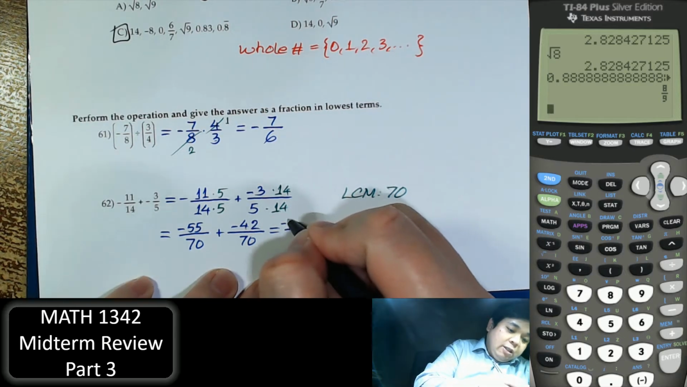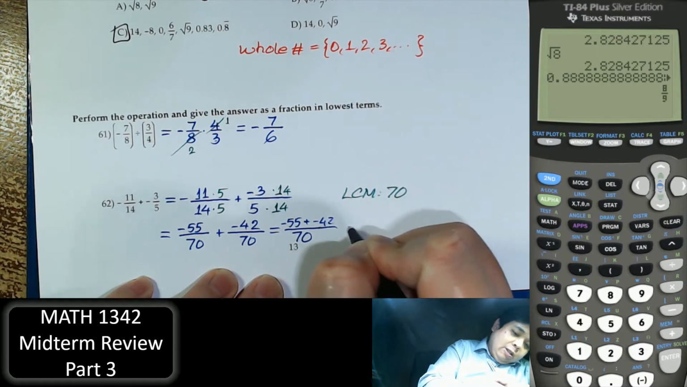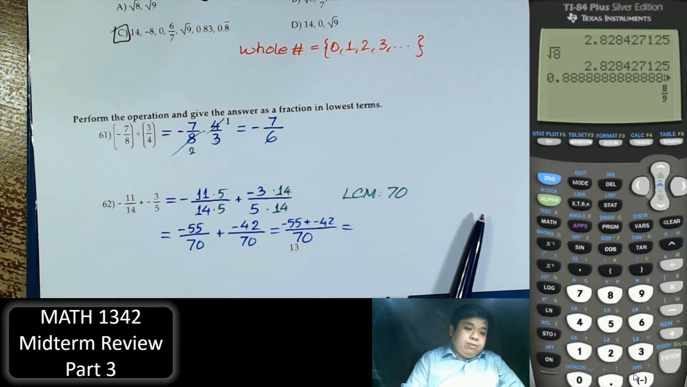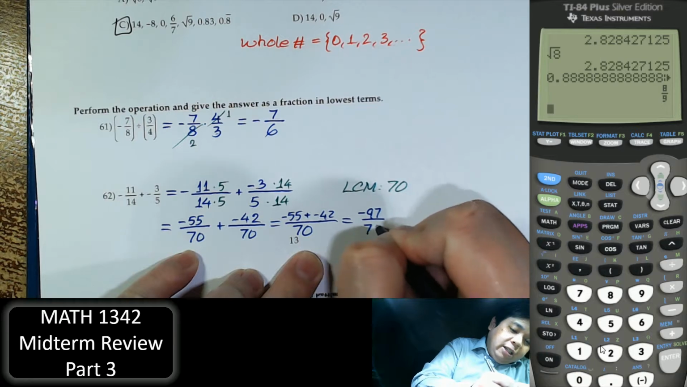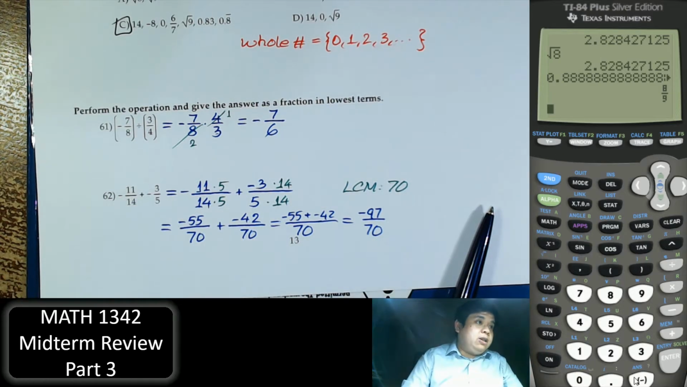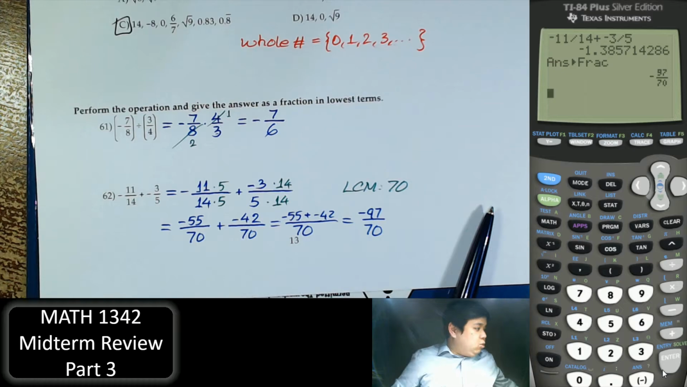And we'll just combine the top. So that gives us negative 97 over 70. Of course, we can check with the calculator: negative 11 over 14 plus, this is the negative sign, this is the subtract, 3 over 5, change to fraction, and that's what we have.